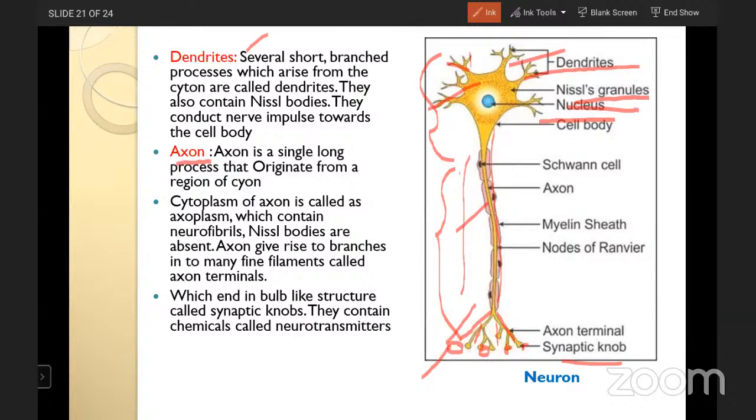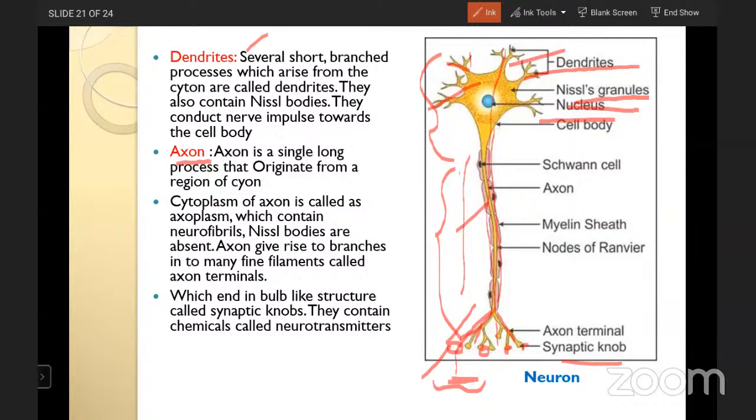Actually, the nerve impulse from one neuron to another neuron will pass in this way, from the point of the synaptic knob. It is able to attach with another neuron's dendritic portion. So the gap between these two, meaning one neuron's synaptic knob and another neuron's dendritic portion, is called a synapse.